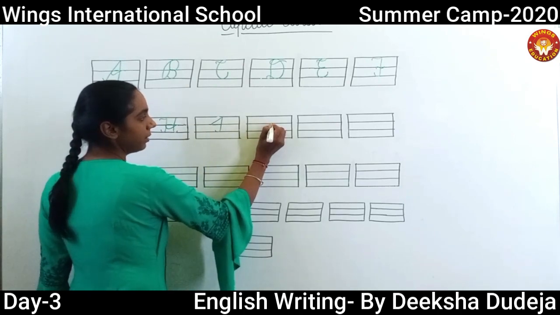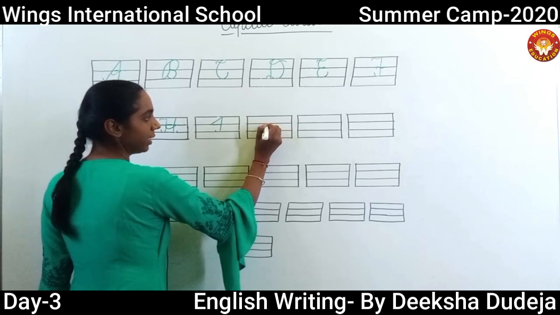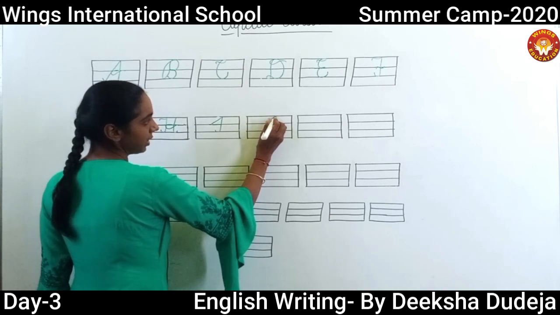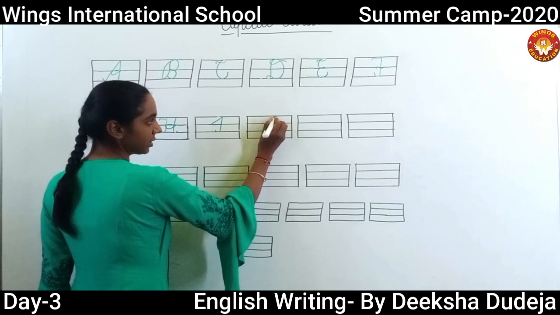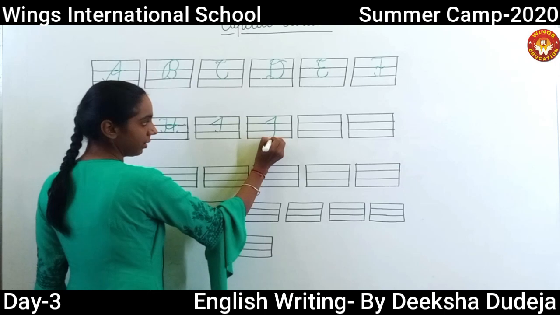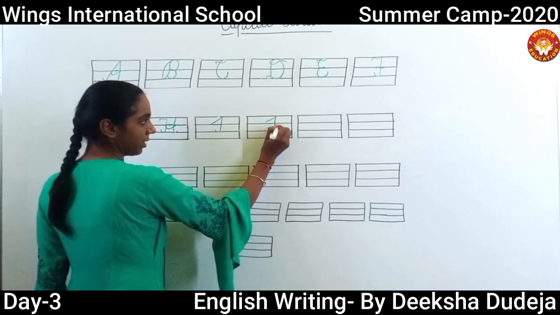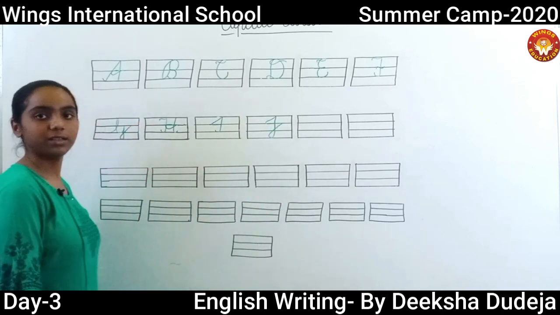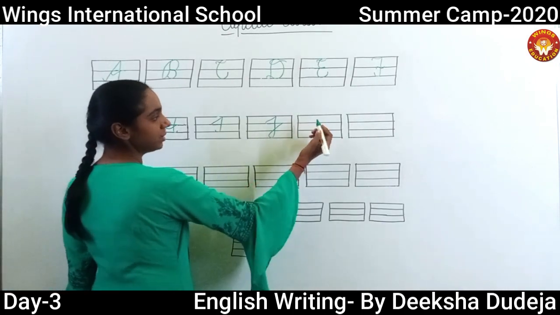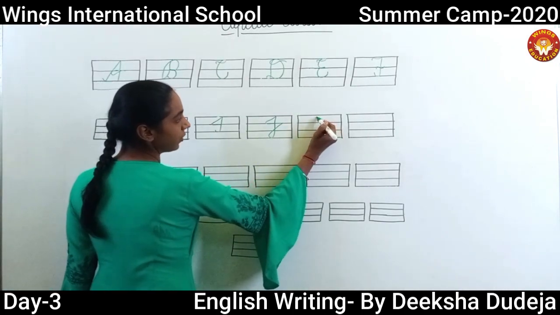Again same pattern. I draw slanting line from second line and round this line, touch first line, standing line first line to fourth line and round this line and touch second line. This is J. And next is K. K start from first line.